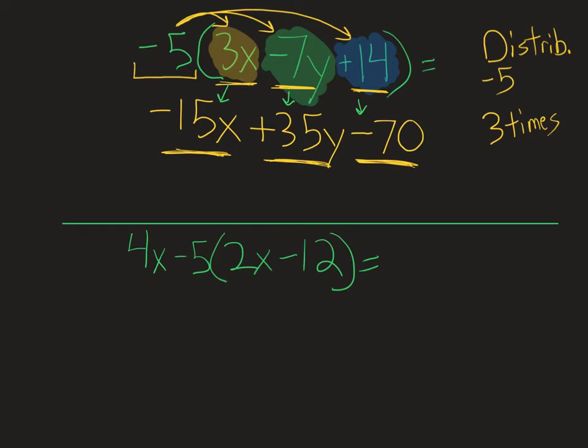Okay, one more example. Here we go. 4x minus 5. Now notice, this has something in front. So the question is, what's the distributing? This is what we want to look at right here. There's a negative 5 stuck right up against a set of parentheses. This is what tells me we need to distribute.